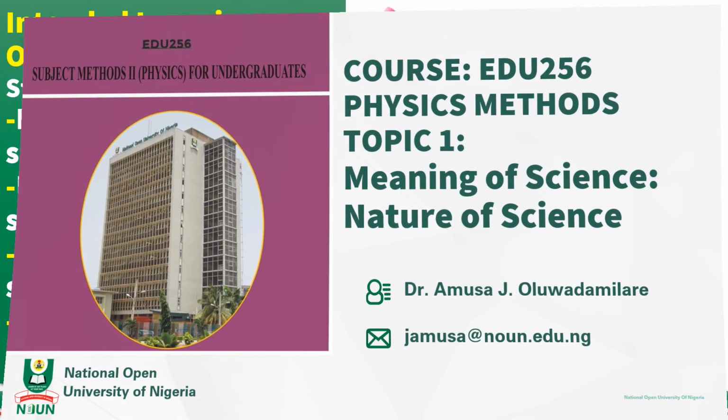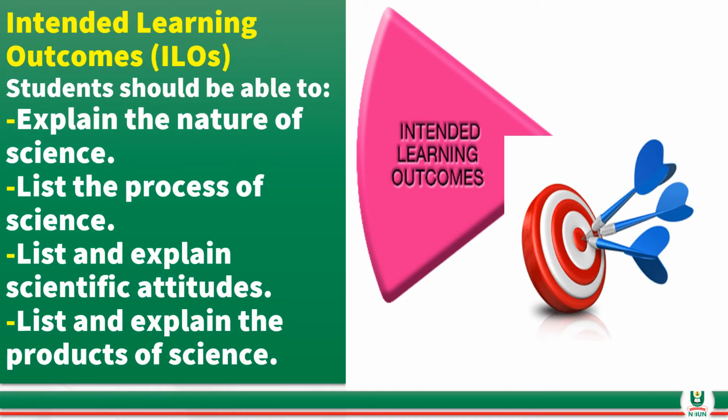Now, we'll look at what will be our intended learning outcome. At the end of this class, you should be able to explain the nature of science, list the process or processes of science, which is also known as method of science. List and explain scientific attitudes. What are scientific attitudes? And finally, list and explain what we mean by product of science.